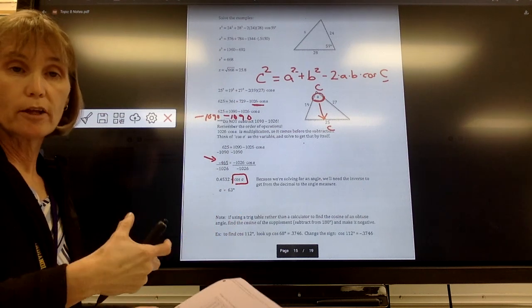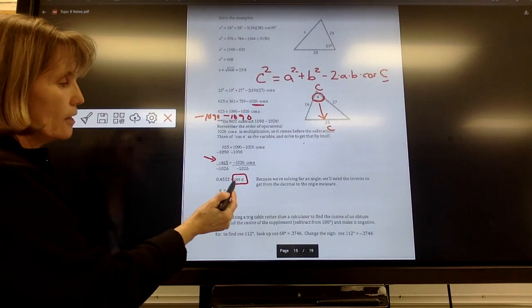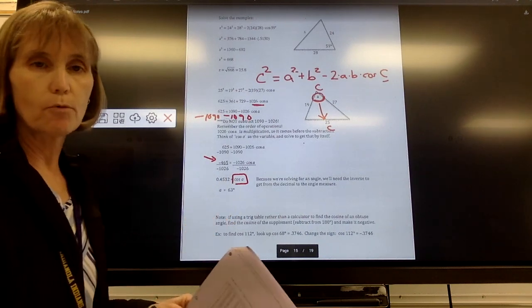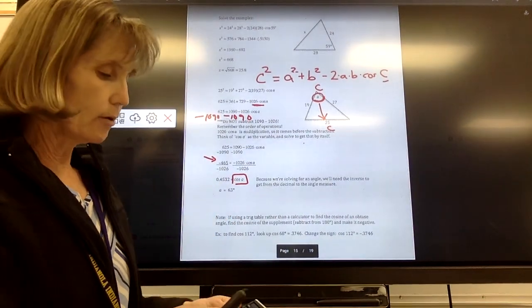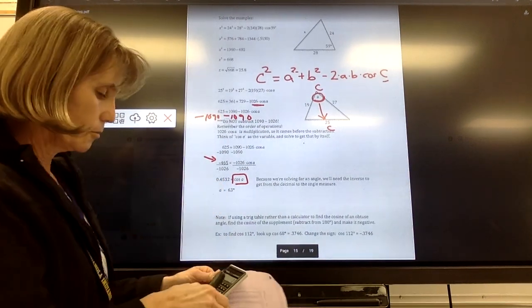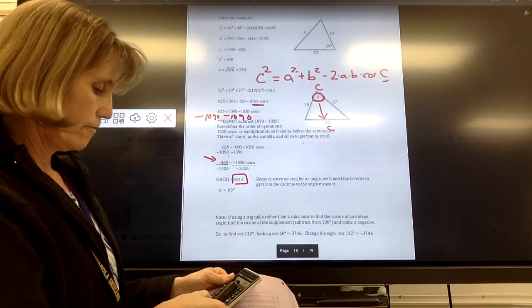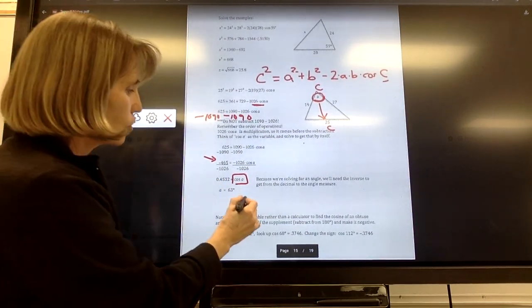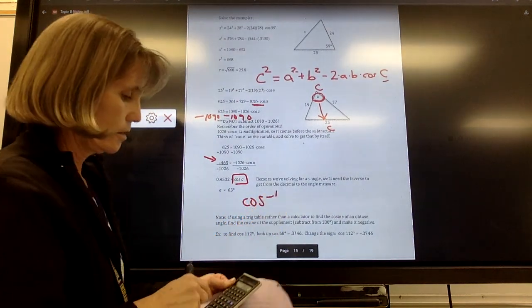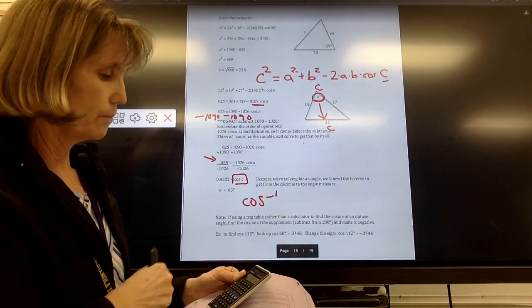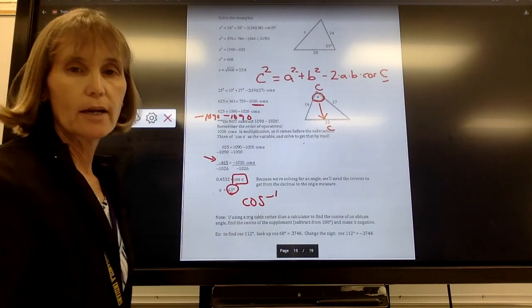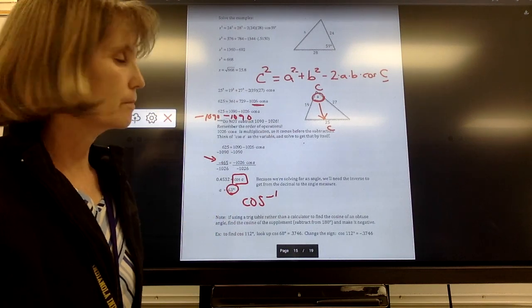Why? Because you want to use your inverse function. Again, this is an angle measure, so anytime we're finding the angle measure, you're going to put that decimal in, 0.4532, and you're going to use your inverse cosine. So I hit shift cosine, and when I round it, I get 63 degrees.